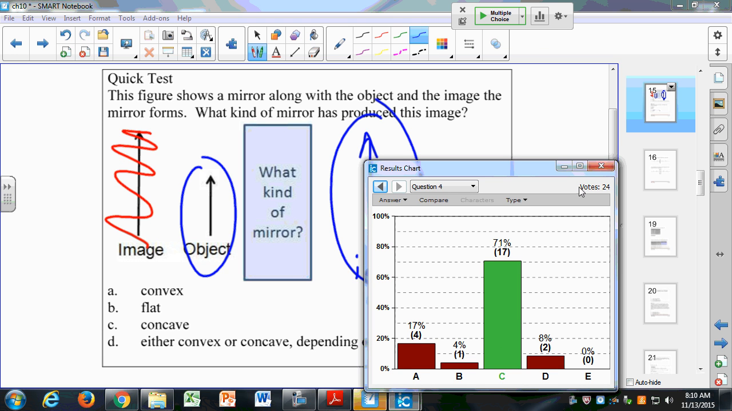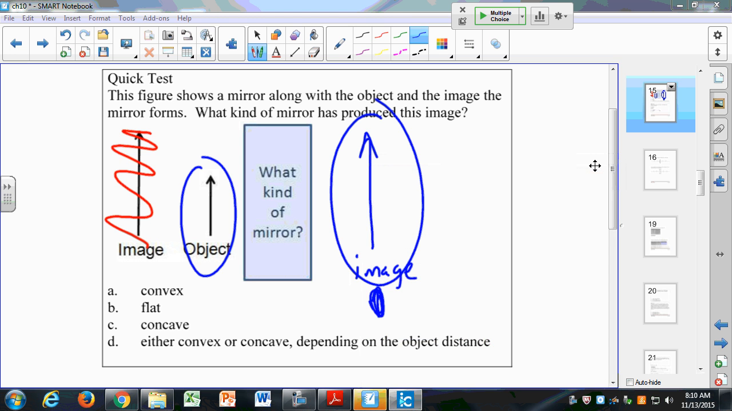Okay, C is right. It's a concave. This is like the magnifying mirror, right? I know it's not convex. How do I know it's not convex? Because convex, they also produce virtual images. But how do I know this isn't a convex mirror? The image in a convex is smaller. So here my image is bigger, so it can only be a concave. If this was a smaller image, it would be a convex.